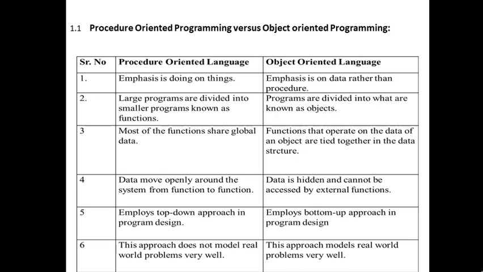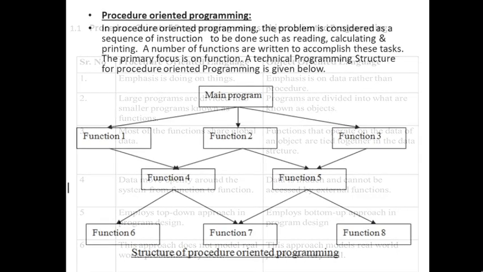Now the last difference: in procedure oriented, this approach does not model real world problems very well, but in object oriented, real world problems can be solved very easily. Now these are the differences between procedure oriented language and object oriented language.